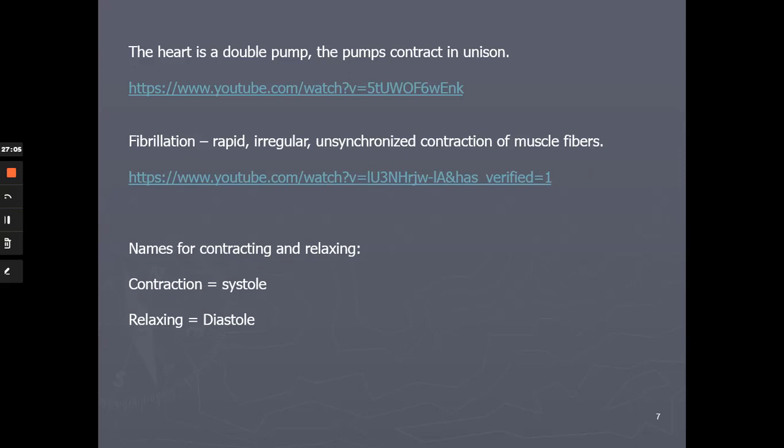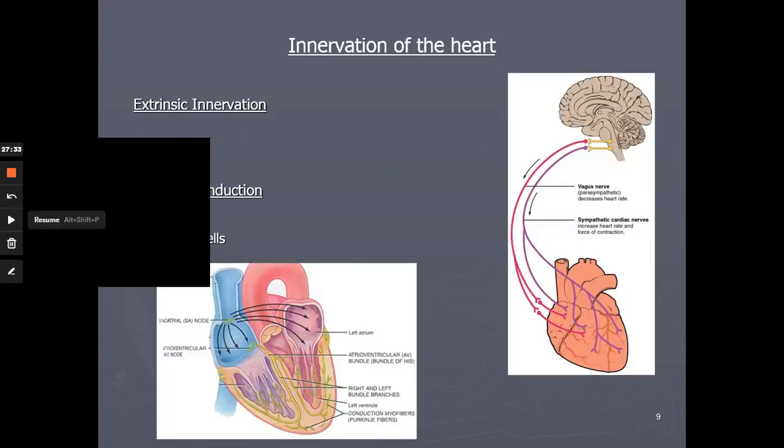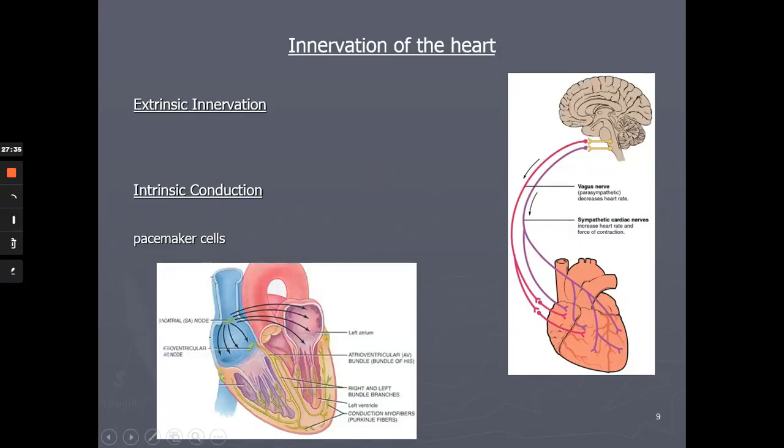All right, so a few things about naming. We have some names for contracting and relaxing. When the heart is in the contraction phase, we call that systole. When the heart is relaxing, we call it diastole. So systole and diastole. Next thing we're going to talk about is the innervation of the heart. You've already learned what innervation means. That means with nerves. So we're talking about the nerves.